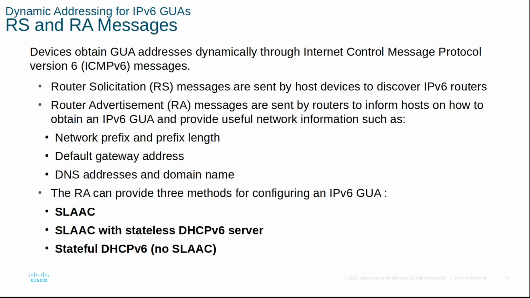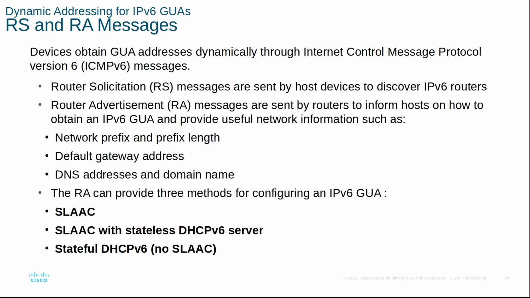Router solicitation messages. These are sent out by host devices to discover routers. And router advertisement messages. These are sent by routers to inform hosts how to obtain their IPv6 GUA, or portion of the address, and provide other useful information too, like the network prefix and its length, the default gateway address, any DNS information, any domain name information, all kinds of useful stuff.